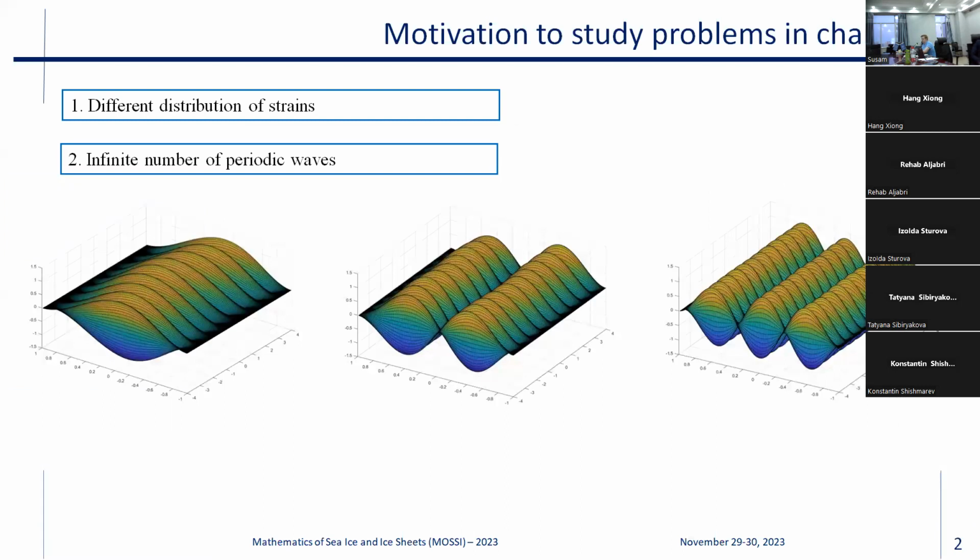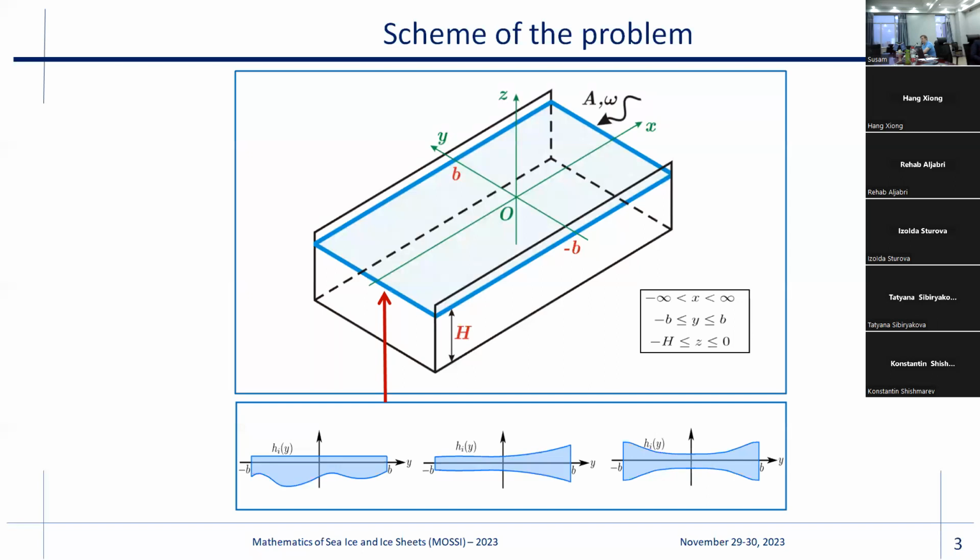We can see the channel with a rectangular cross section. In the x direction, the channel is unbounded. Fluid in the channel is incompressible and covered with a thin ice cover. The thickness of the ice cover in the y direction across the channel can be arbitrary. It can be of any shape. These examples of this shape are presented on this slide. In the x direction, the ice thickness does not change and remains constant.